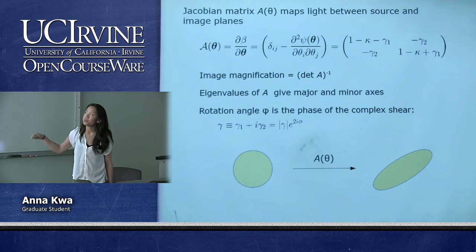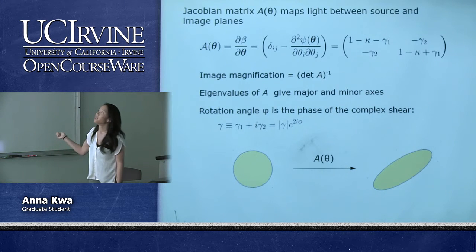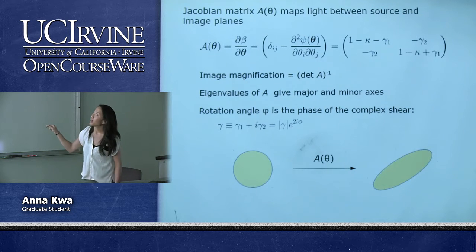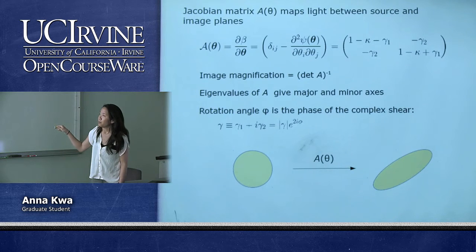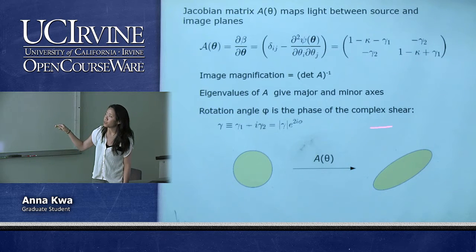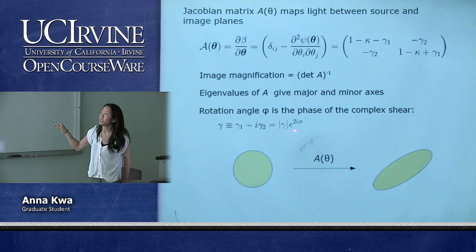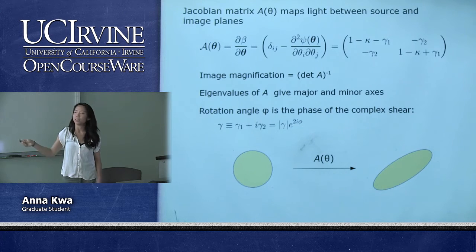And the way to go back and forth between these two images is the Jacobian matrix. A is d beta d theta, and this is what you get if you do out the math, where kappa is what we were talking about before. And the kappa term will determine the magnification of the image you're seeing. And the gamma 1 and gamma 2 are the parts of your complex shear. So if you write your complex shear like this, where it's equal to gamma 1 plus i gamma 2, then you can also rewrite it with some phase. And this phase determines how rotated this ellipse becomes.